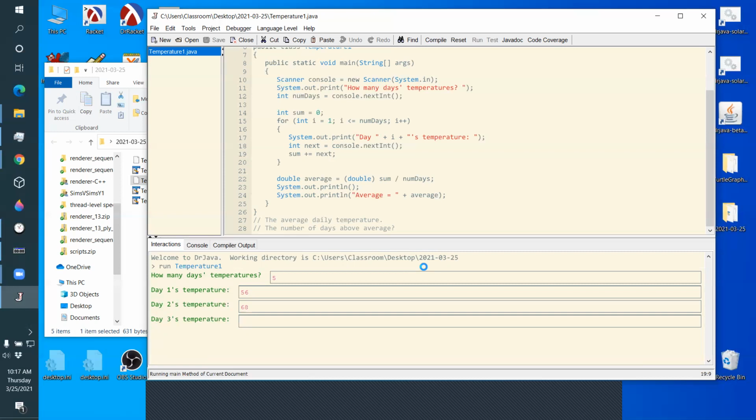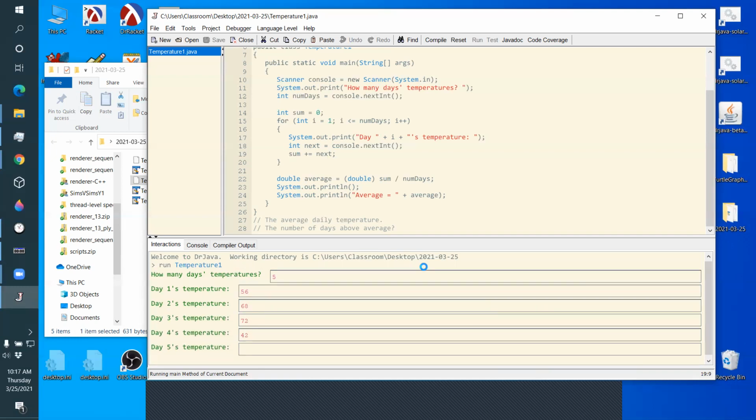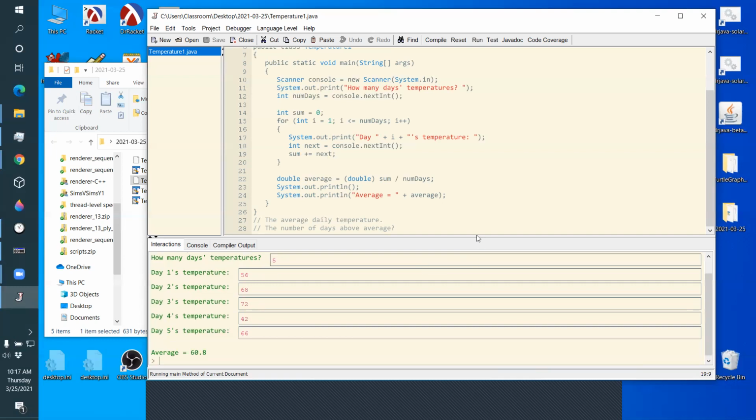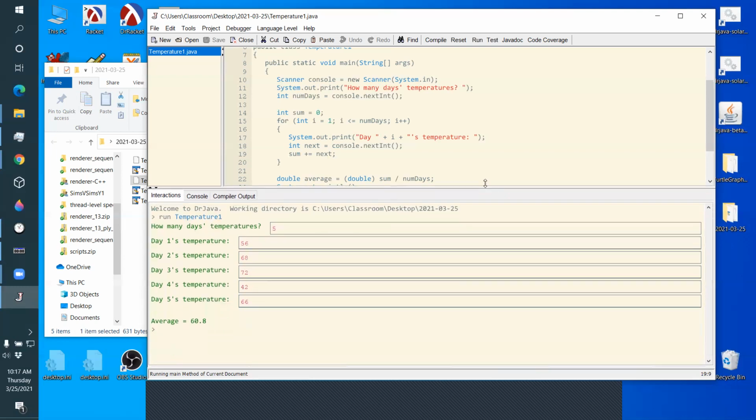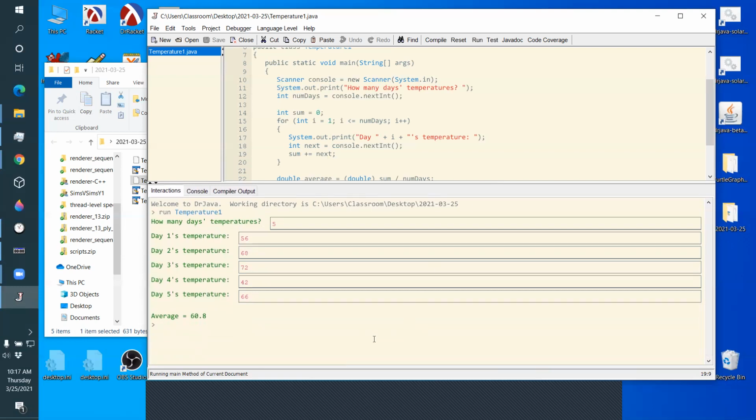Okay, so here's a third temperature. I have no idea if that's above average or below average. Here's another temperature. I have no idea if that's above average or below average. Here's another temperature. Okay. Well, the average of those was 60.8. How many of them were above average? Four of them, right?